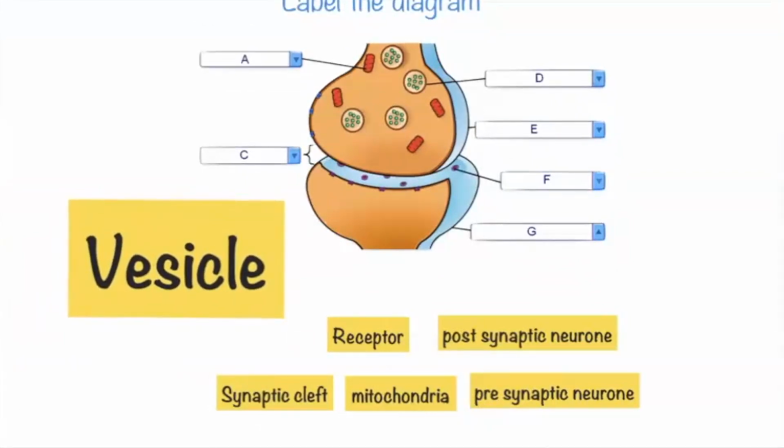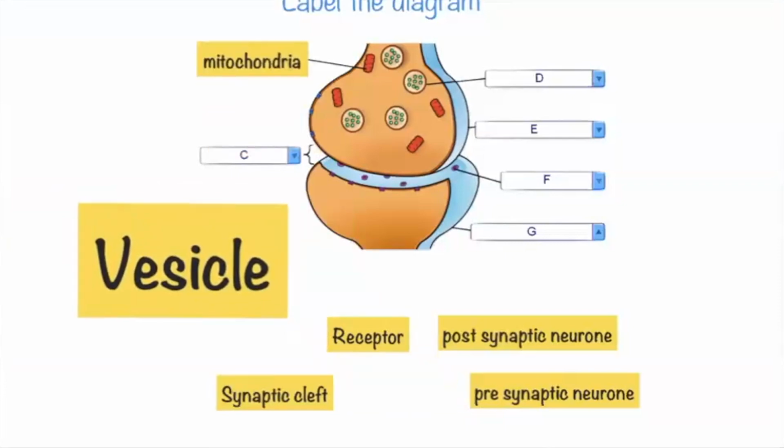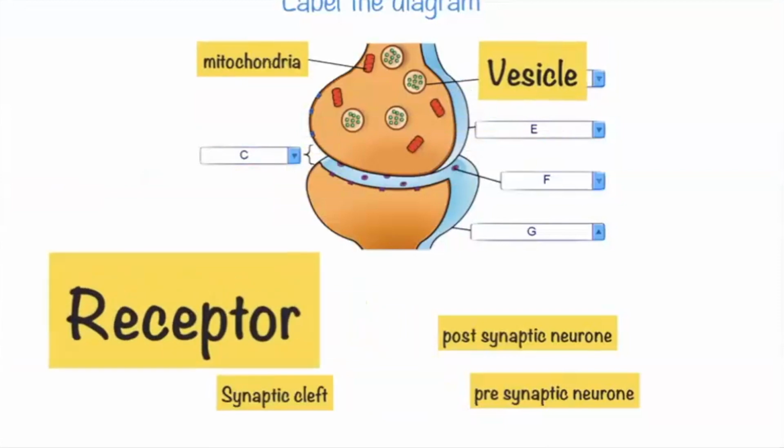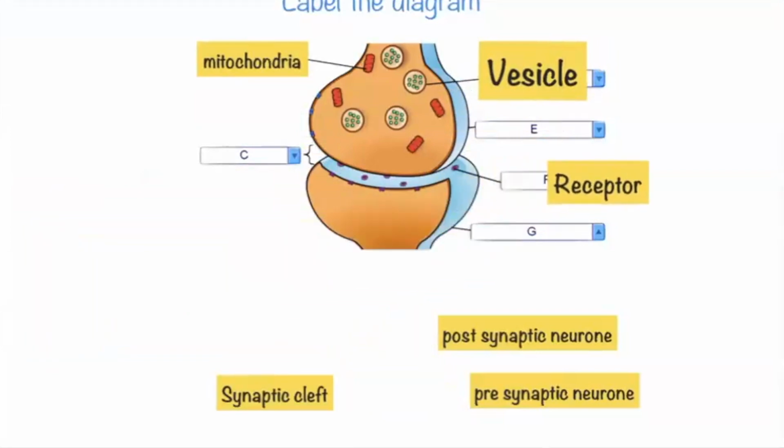A. Yeah, I'm trying to label that vesicle now. So A is my mitochondria, right? And D is a vesicle, right? Now it's the receptor. So can you find which letter is the receptor? The receptor is shown here as F, right?